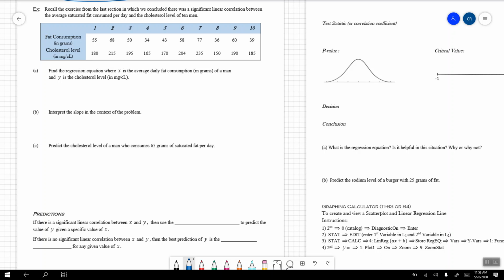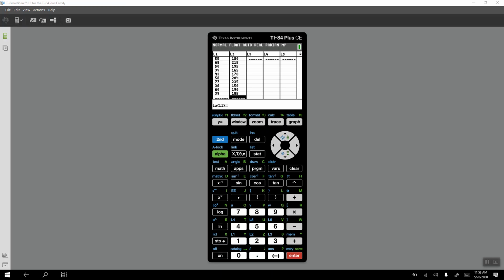So let's go back and let's use that TI. I want you to take some time and input all of these into a list. Your first row is list 1, which is the fat consumption in grams. List 2 is the cholesterol level in milligrams per centiliter. Make sure you enter both of these lists and have both of them ready to go.